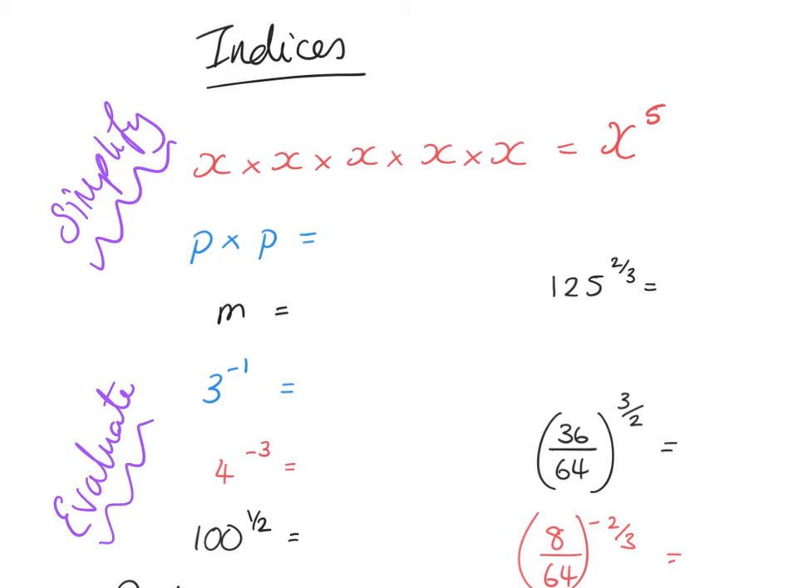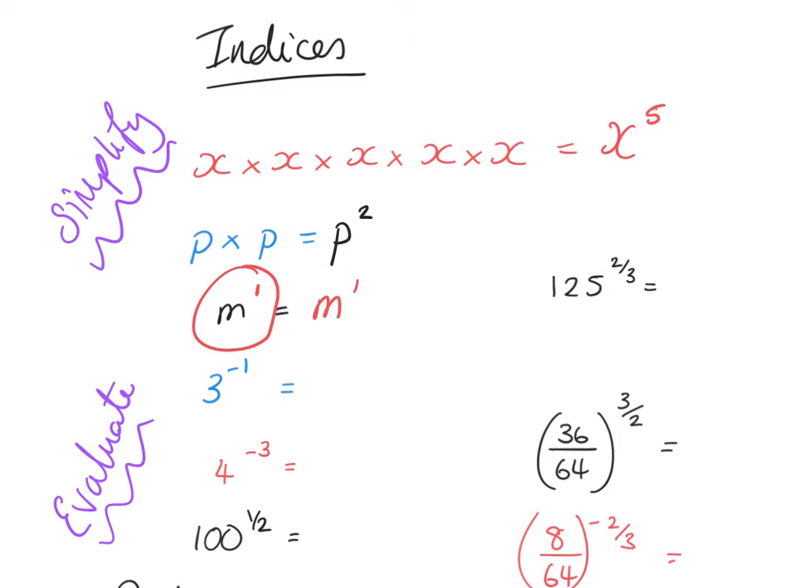And then we've got p with 2 values, so it's going to be p with little 2. If there's no value next to the actual letter, it means that there is a 1 there. So you can either write m with a 1 or just leave it on its own. It's the same value. Now if you have a negative, it means that you're going to have your answer in the form of a fraction.